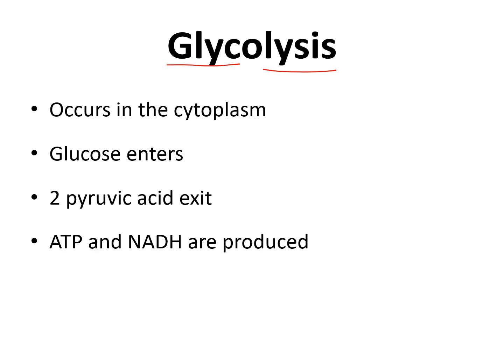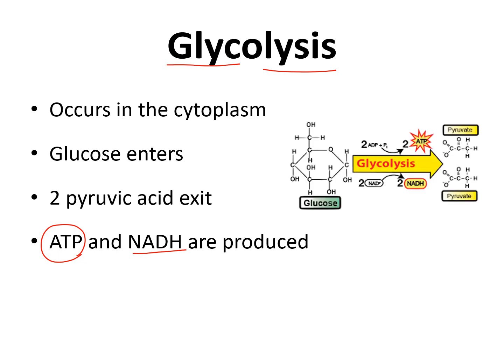Also during this process, ATP and NADH are produced. ATP is the readily usable energy. NADH is an electron carrier. So in a diagram of this, start out with the glucose. It goes through the process of glycolysis, generating 2 pyruvic acid molecules and also producing some ATP, 2 molecules of ATP, and 2 electron carriers.